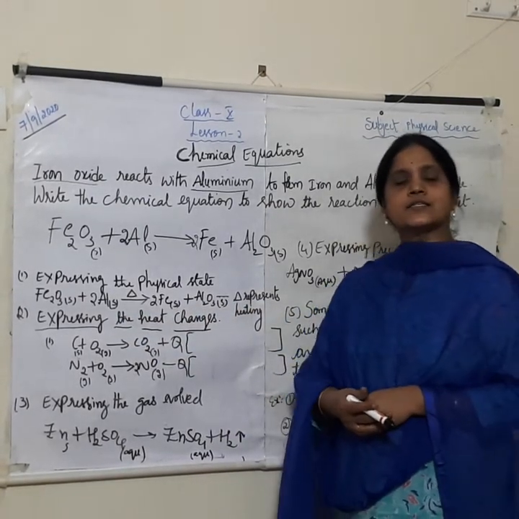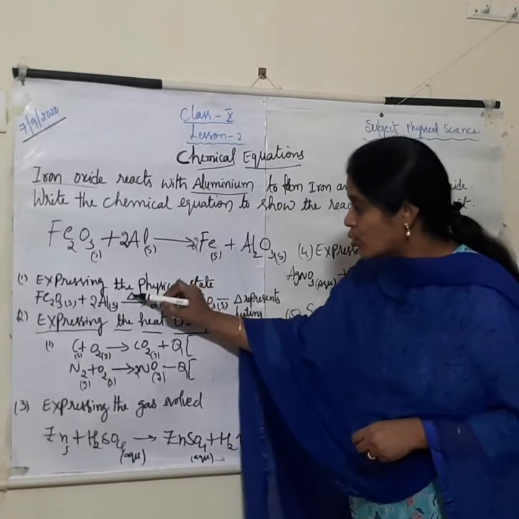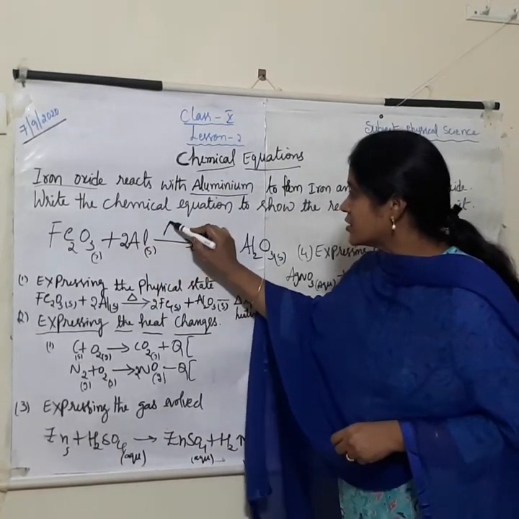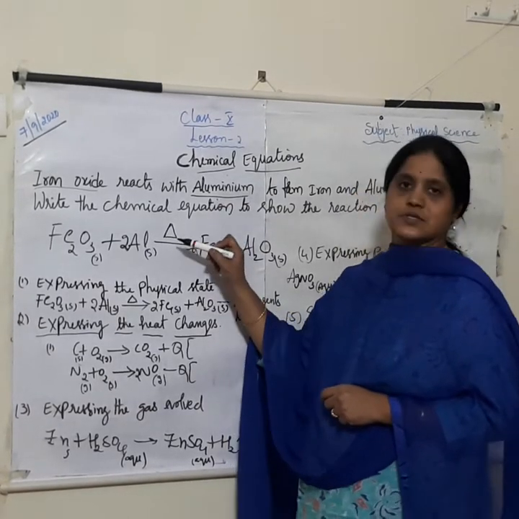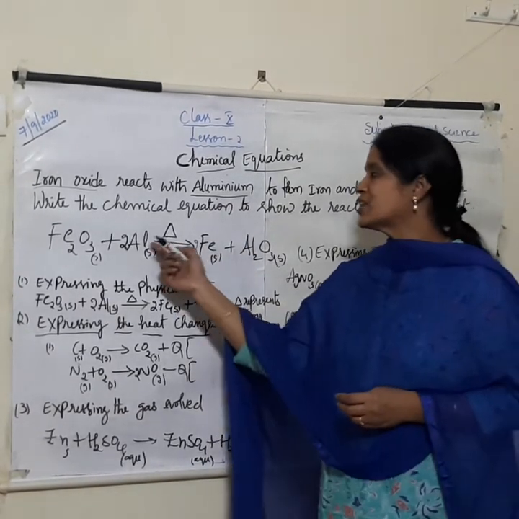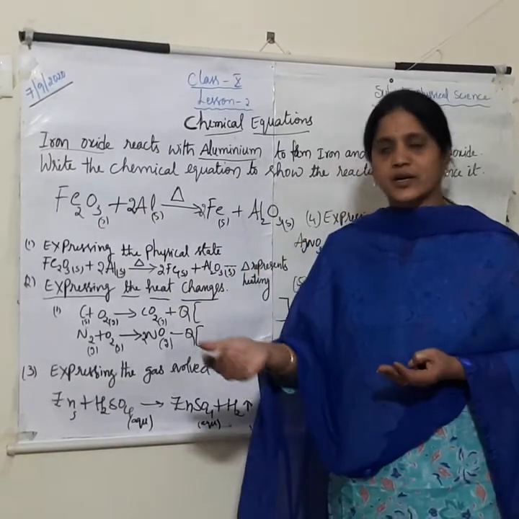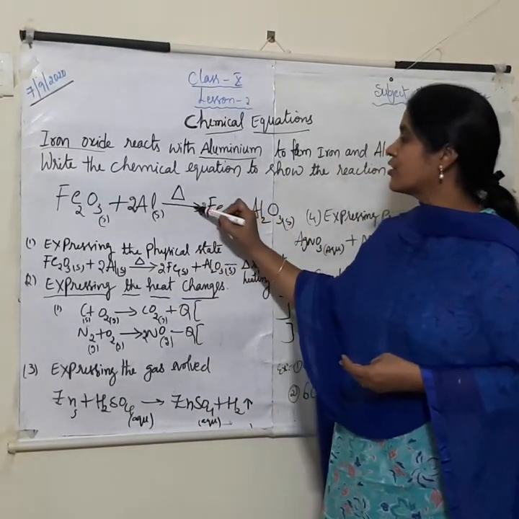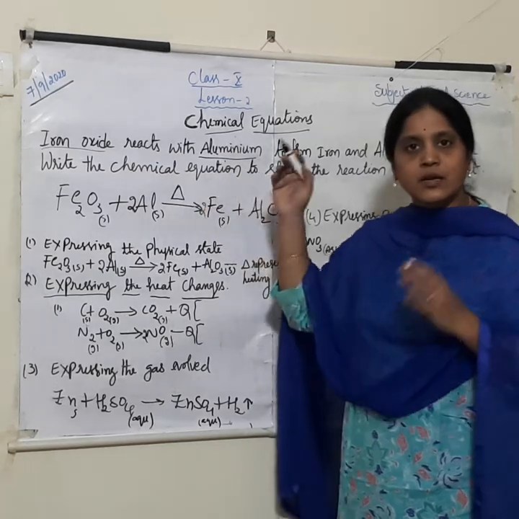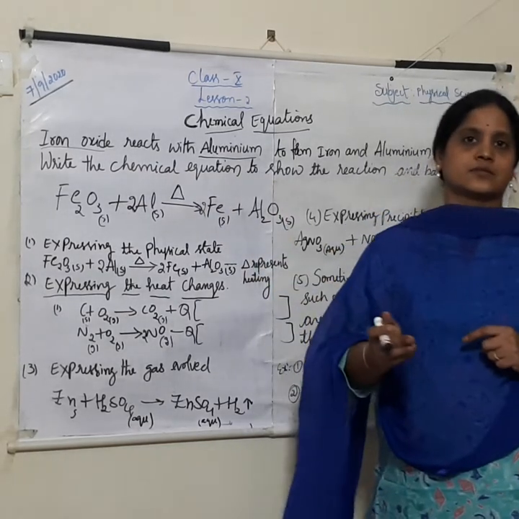Expressing the heat changes. Here I wrote in this equation, here delta is given. What does delta represent? It means heating. When these two compounds are heated, we will get the products. So if delta is written on the arrow, it means heating.